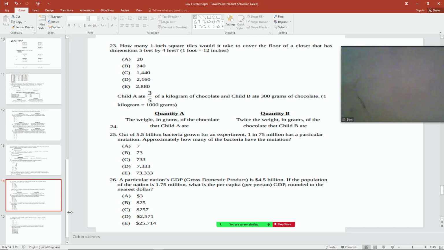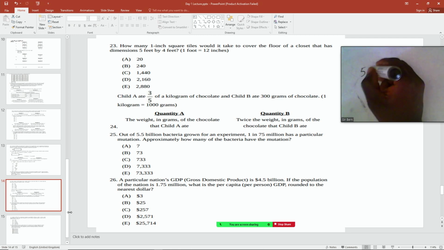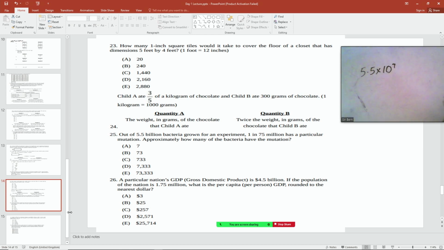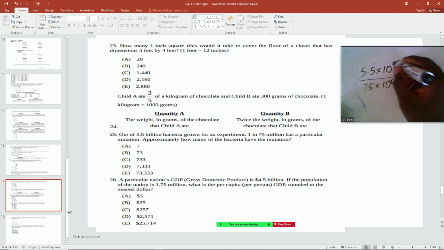Then question 25. Out of 5.5 billion bacteria grown in an experiment, 1 in 75 million has a particular mutation. Approximately how many bacteria have the mutation? So basically we are dividing 5.5 times billion, which is 10 to the power 9, by 75 million, which is 75 times 10 to the power 6. The 6 can cancel 6 from here, so it will be left with 3.